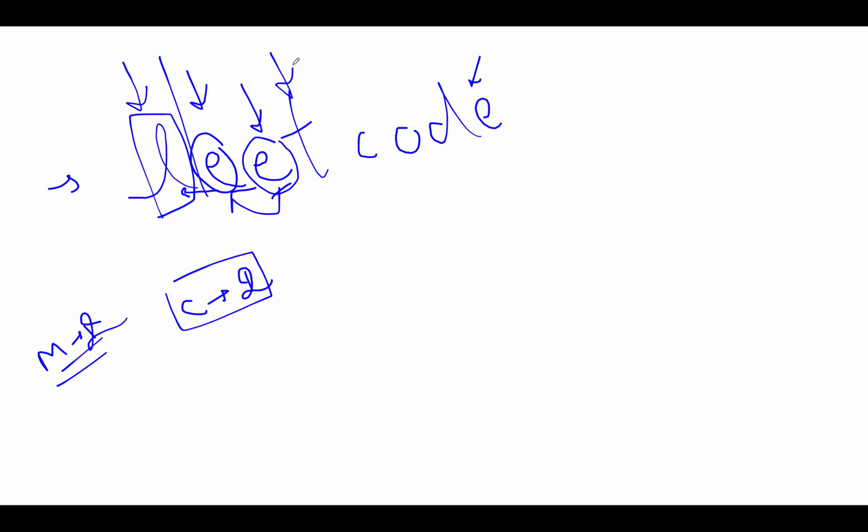Let's proceed ahead. Next we see T. T is not equal to E. It's a mismatching case. We reset the counter to 1. Next we see C. C is not equal to T. Reset the counter to 1. O is not equal to C. Reset the counter to 1. D is not equal to O. Reset the counter to 1. E is not equal to D. Reset the counter to 1.